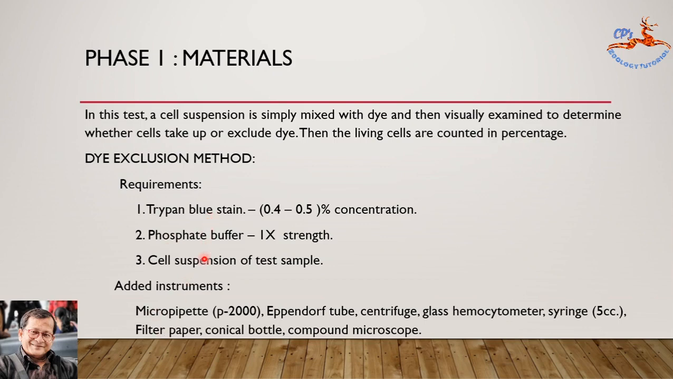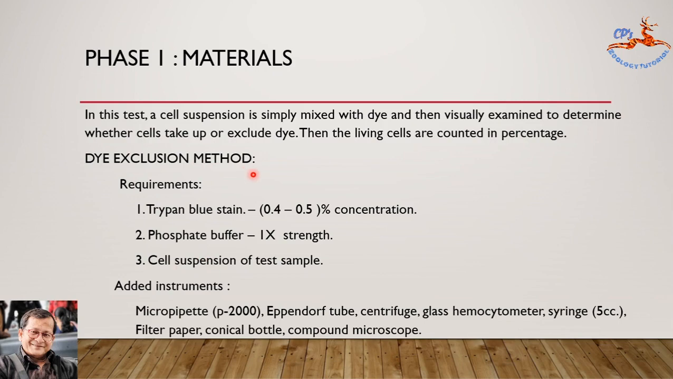Now, in this test, a cell suspension is simply mixed with the dye and then visually examined to determine whether the cells take up or exclude the dye. Then all the living cells are counted in percentage. So by this application of the dye, you have understood that it is a dye exclusion method.